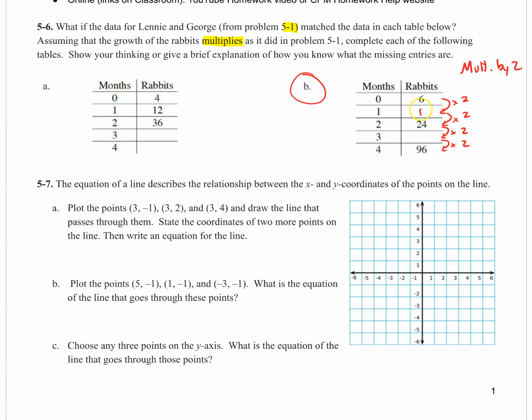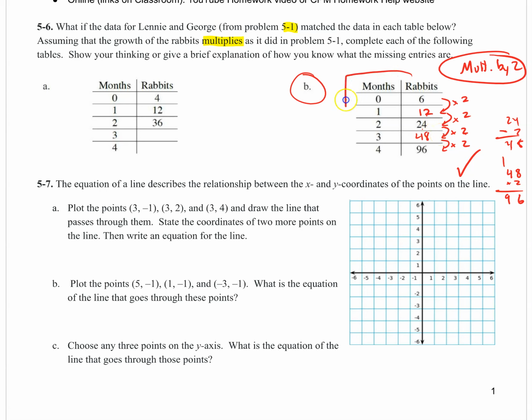Okay, so 6 times 2 is 12. And let's see if that matches. 12 times 2 is 24. Okay, that matches the table. 24 times 2 is 48. And 48 times 2: 2 times 8 is 16, carry the 1. That's 96. So that's a match. So it grows by multiplication by 2.